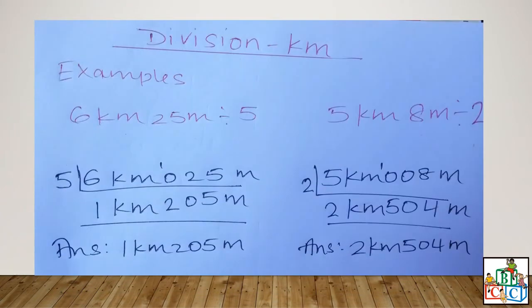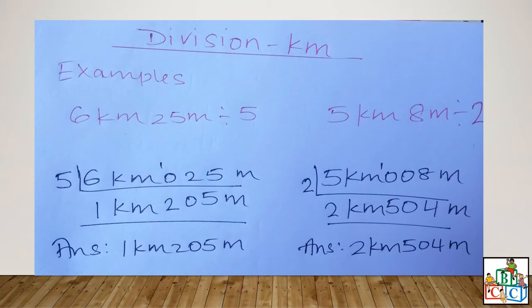As for division involving kilometers, you are going to see some examples. If you have a question like this, 6 kilometers 25 meters divided by 5. The same 6 kilometers, you're going to add 0, 25 meters, then you're going to divide. Your answer should be 1 kilometer 205 meters.